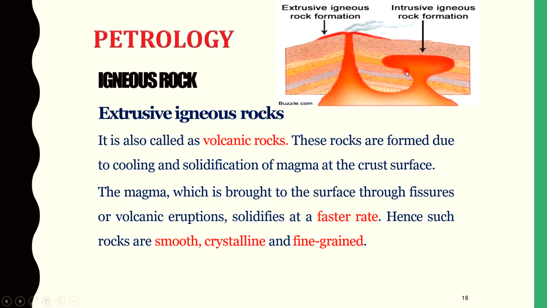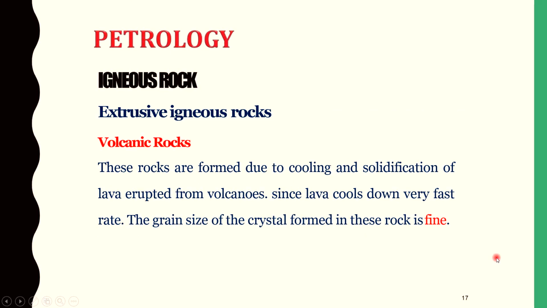Okay, these rocks are coarse grained rocks. All these rocks have fine grained rocks, fine grained in nature. We cannot see the formation of the rocks by naked eye for extrusive rock.